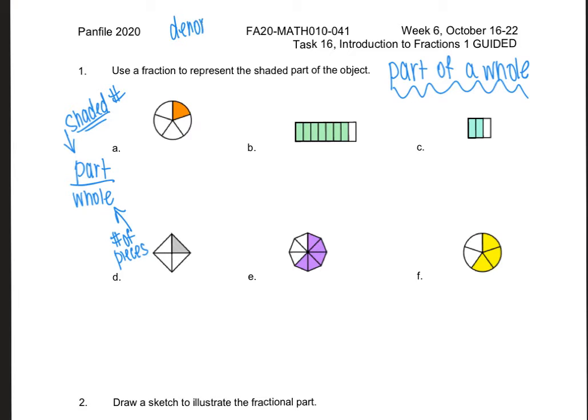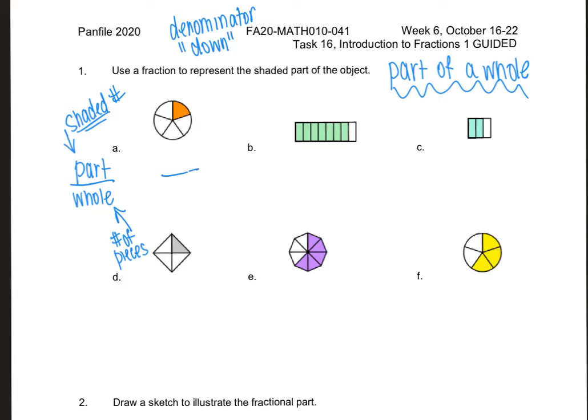So again, these notes are all denominator, sorry. These notes are all good notes to take as you're going through this, because they're all words that are going to come up over and over again throughout this chapter.